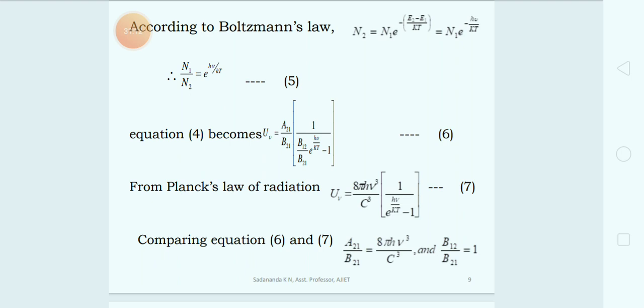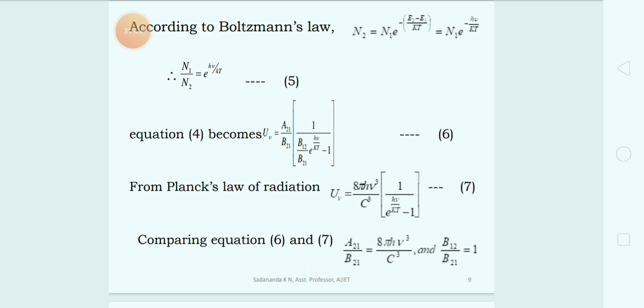Alright. But we have that N2 by N1 is equal to e power minus h nu by KT, or the reciprocal of that, N1 by N2, which is e power h nu by KT, because the minus is eliminated when you take the reciprocal. I hope it is clear.